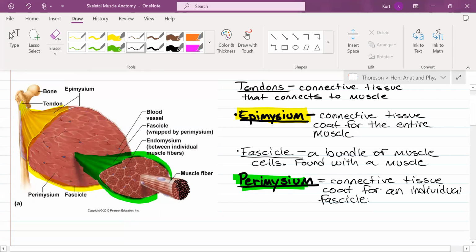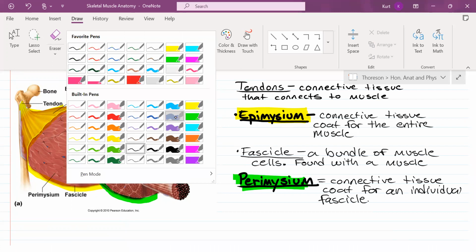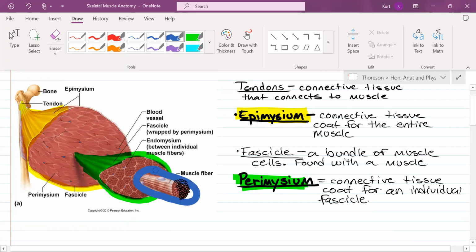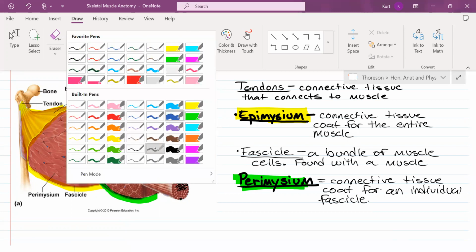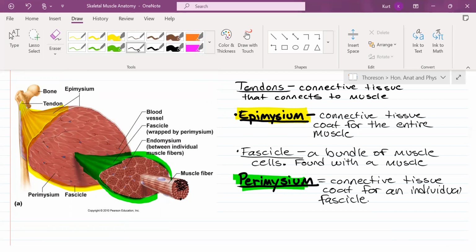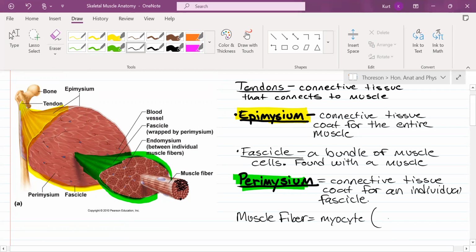Okay. Next, this tube right here, that tube is a muscle fiber. So that's the next one. A muscle fiber is a myocyte. Do your translations, guys. What is a myocyte? It's a muscle cell. Good. So smart. Now, why is this called a fiber? Why don't we just call it a muscle cell?